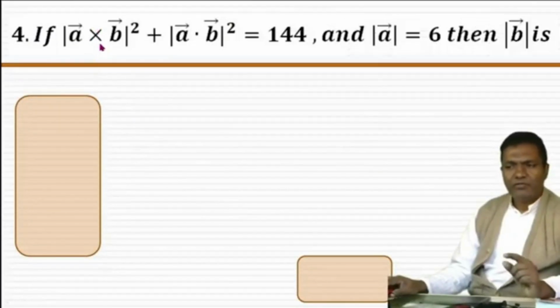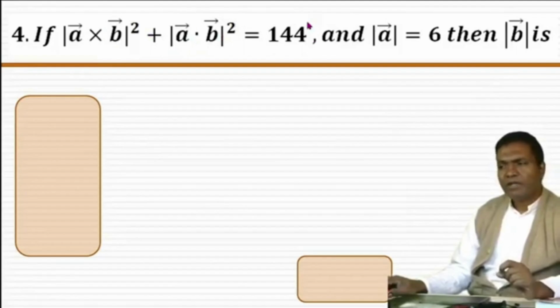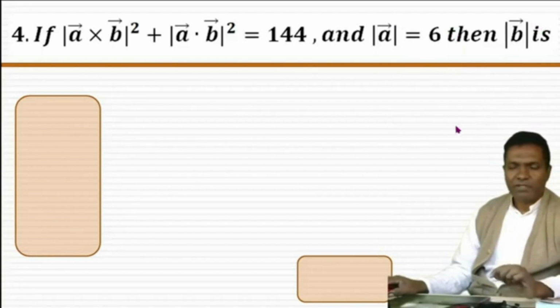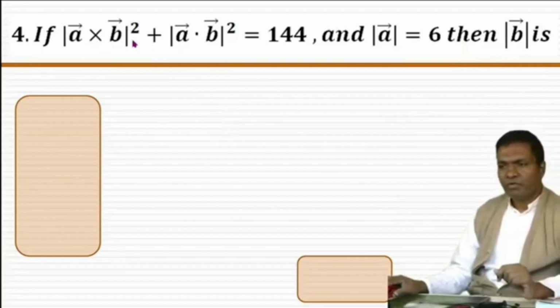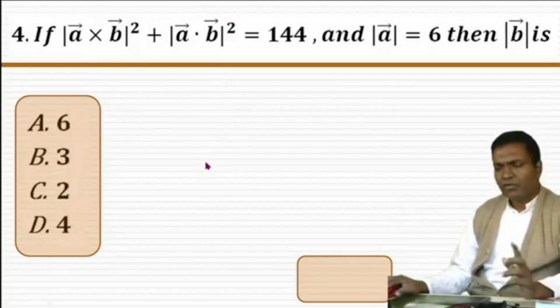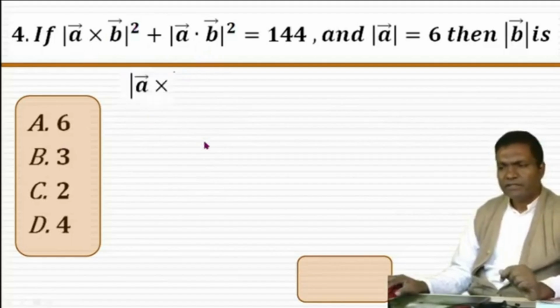If magnitude of vector A cross B whole square plus magnitude of A dot B square equals 144 and magnitude of A is 6, then magnitude of B is how much? This is a very important relation, because I found it was asked almost every year. Options are here, do not bother about the options. Now there is one important relation to be noted.